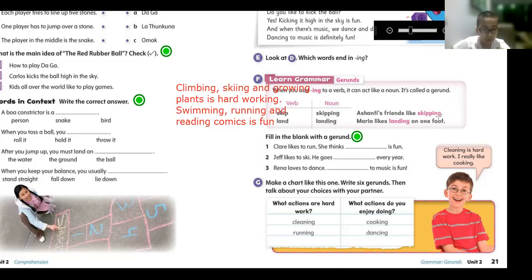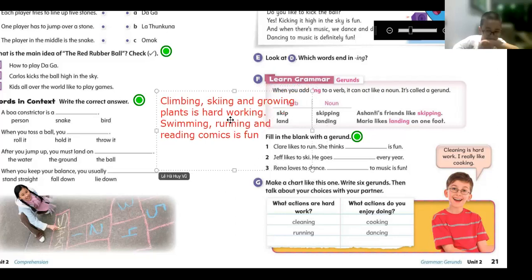Okay, very good. So, is that all? Okay, so let's check. So these are your gerunds for actions, I mean, hard work. We have climbing, skiing, and growing plants. And then, what actions do you enjoy doing? We have swimming, running, and reading comics.